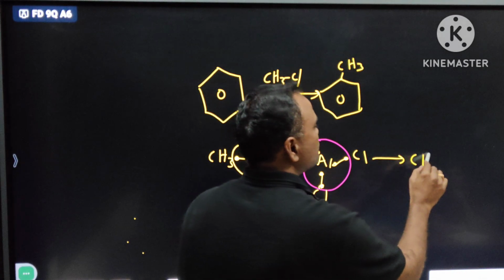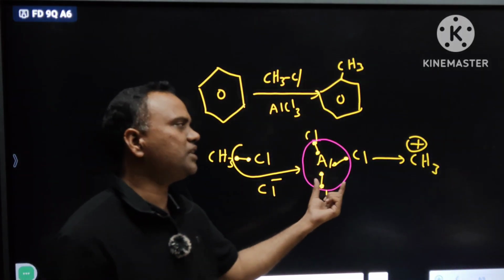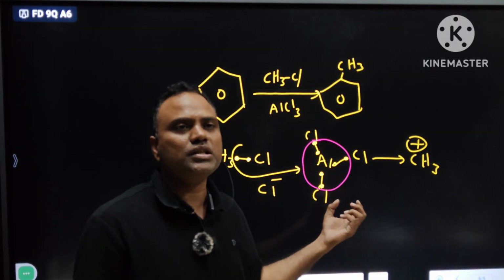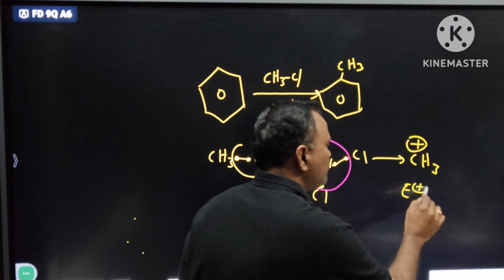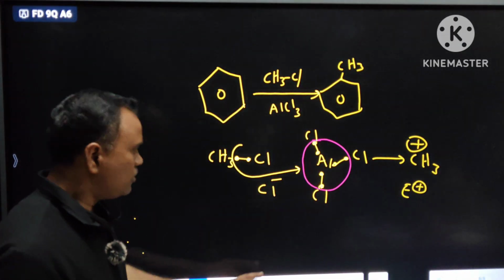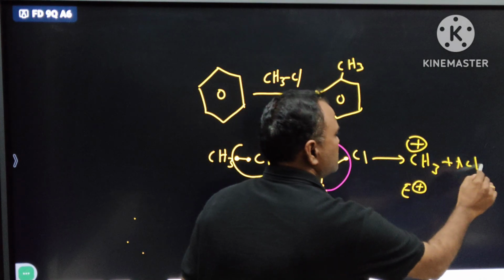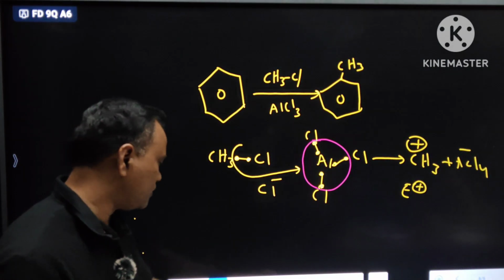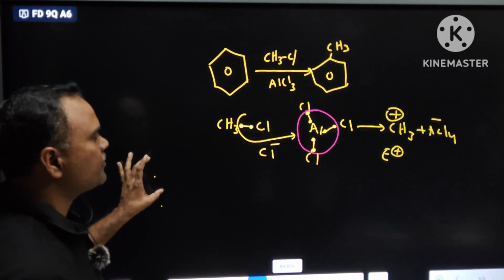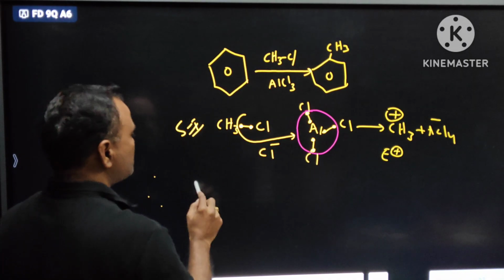This step is important: electrophile generation. What is the role of AlCl3? AlCl3 is used to generate the electrophile. So the byproduct is AlCl4 negative, you need not go further about that. Is the electrophile generated or not? The electrophile is generated. CH3 plus is generated. This is step 1, generation of the electrophile.